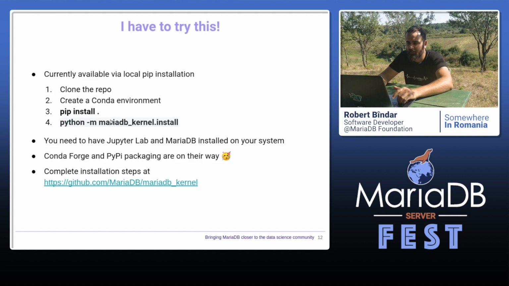So if you love this idea so far and you'd like to play around with it, it is pretty simple to get started. You need to have MariaDB installed locally, and also you need JupyterLab. Currently, you need to install the kernel by cloning the repo and running pip install locally. Unfortunately, at the time this video is filmed, packaging for Conda and PyPI isn't ready yet, but we are on our way there very fast. The complete instructions for installation are on the main page of the repository. Please take a look if you'd like.